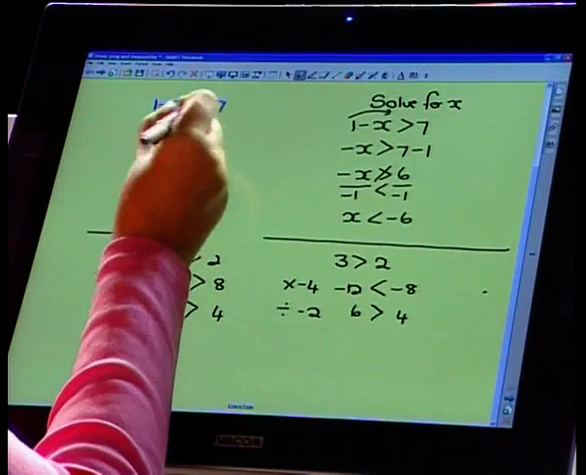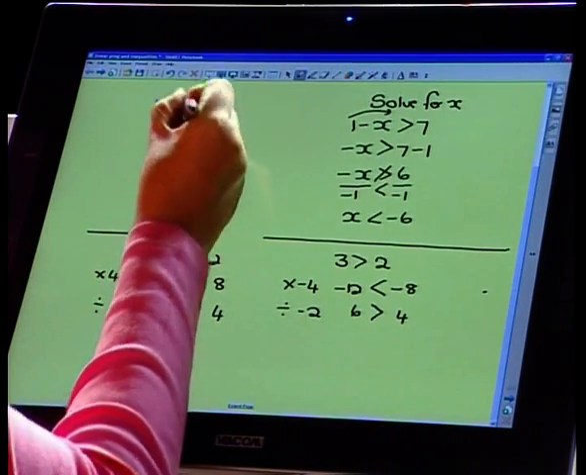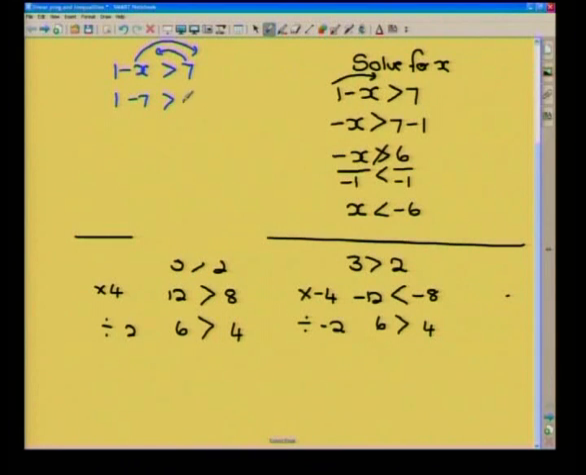So let's rather move the x over to the other side so that x is positive. So what we could do is we could go 1. We can transpose that 7 over as minus 7, and we can transpose that over as a plus x. So we have minus 6 greater than x.